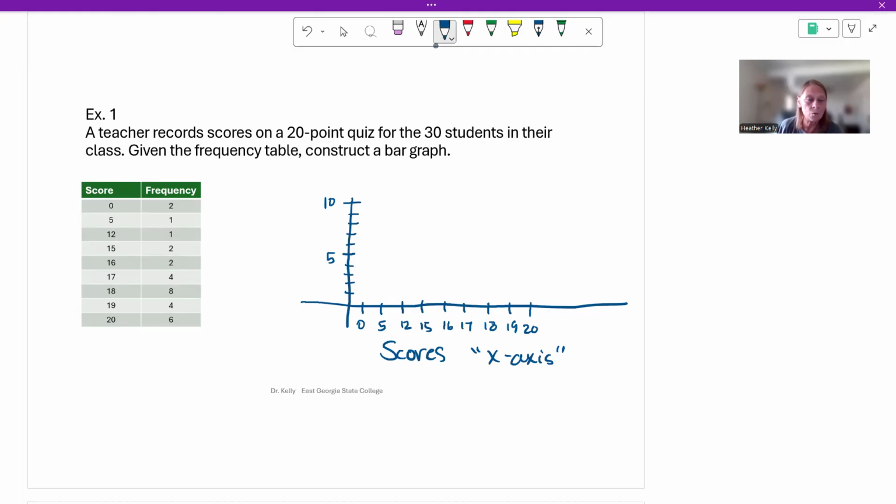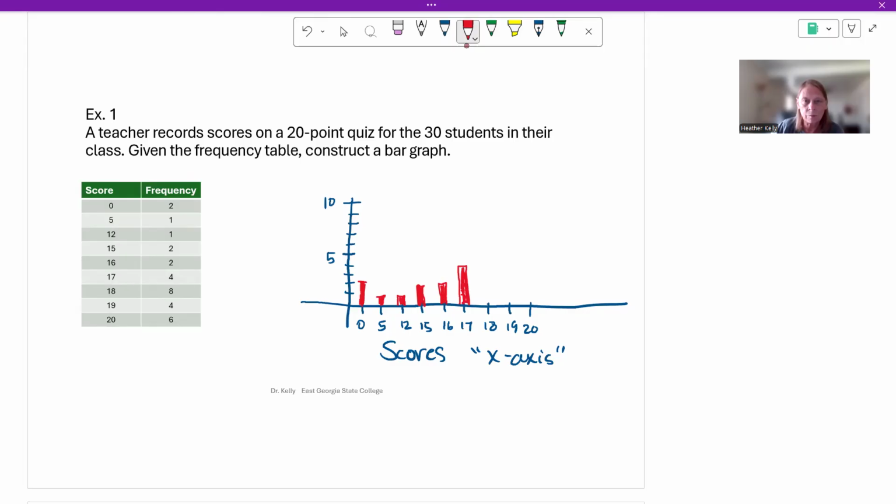Okay. And then we'll just draw in our bars here. Where it's 0, we go up to 2. And this is how I like to do it, but you can choose the way that you prefer. 5 is 1. 12 is 1. 15 is 2. 16 also is 2. Then we go up to 4. And then we go up to 8.